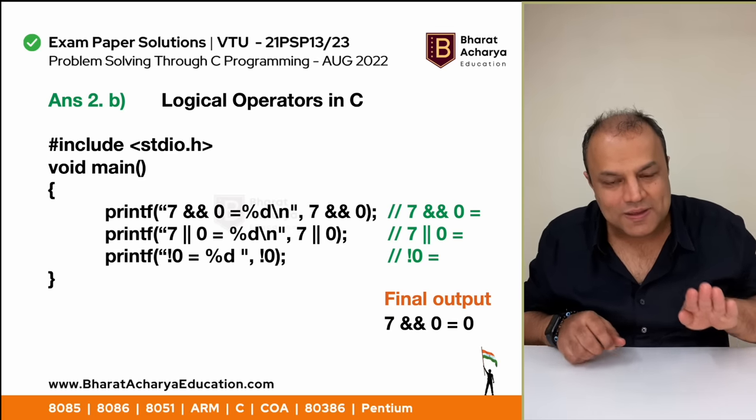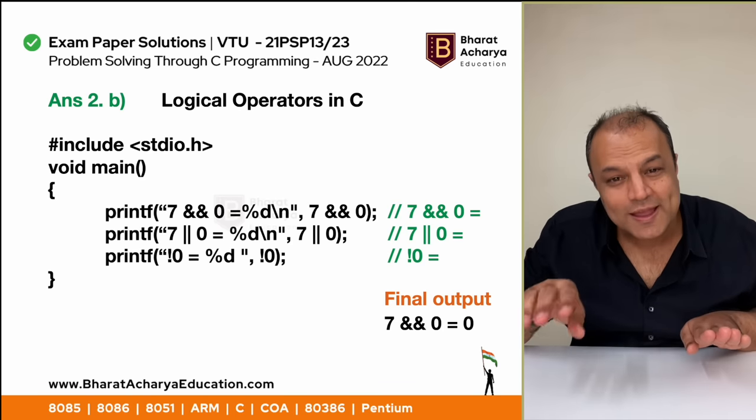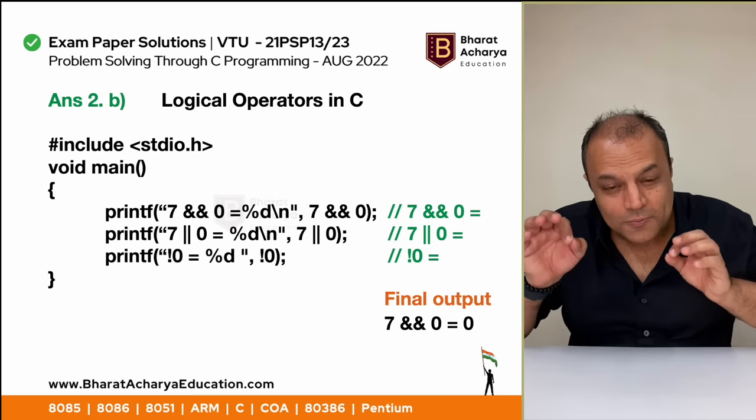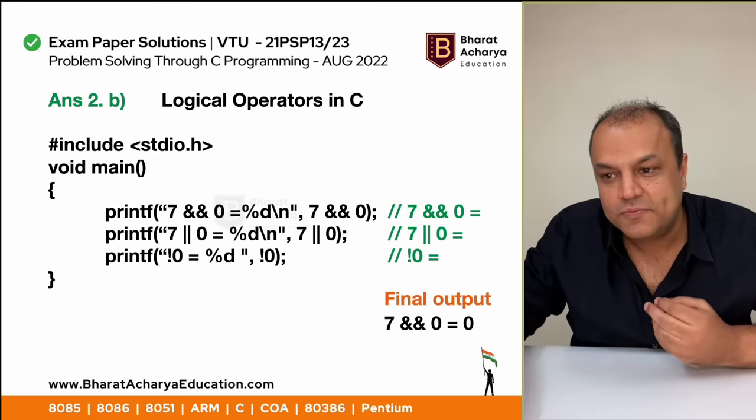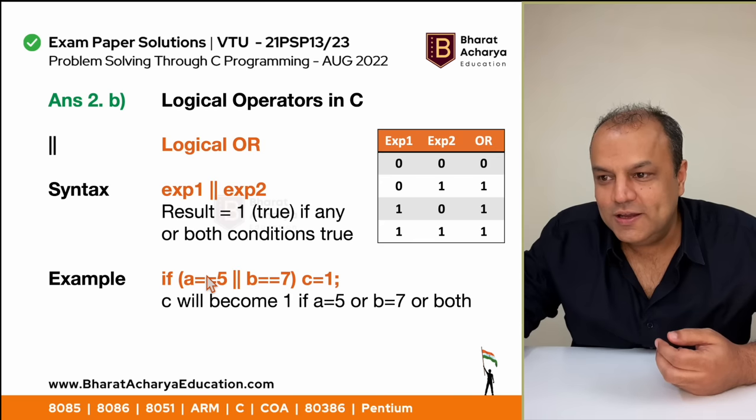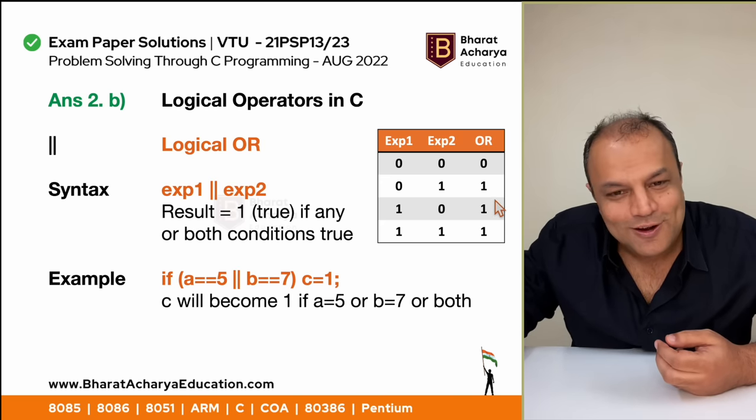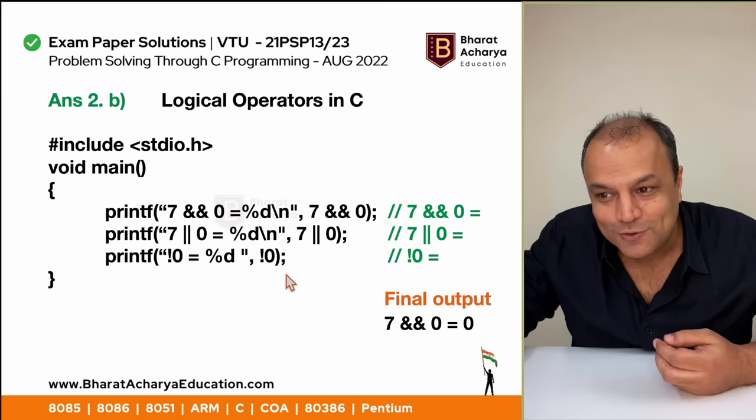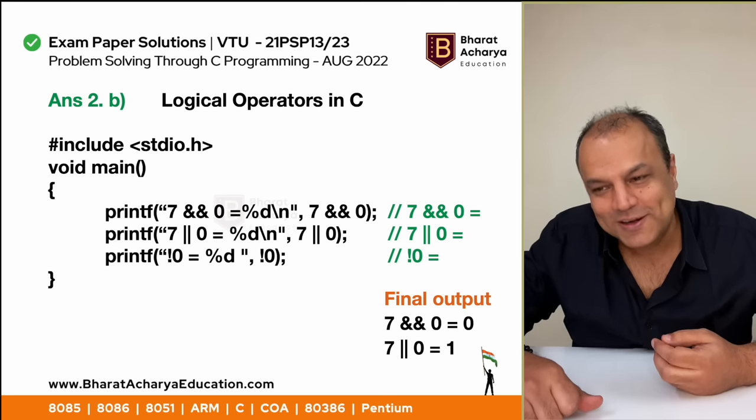7 is 0, 1, 1, 1. Basically, there is a set of 1s. 0 is 0, 0, 0, 0. So all sets are zeros. I am doing an OR. What is the result? Anything OR with 0 will be 1 if the thing is not 0. OR gate will give you a 0 only when both inputs are 0. Otherwise, in all cases, OR gate gives you a 1. So because one input over here is a non-zero input, the answer will be 1. Tell me, did you understand?